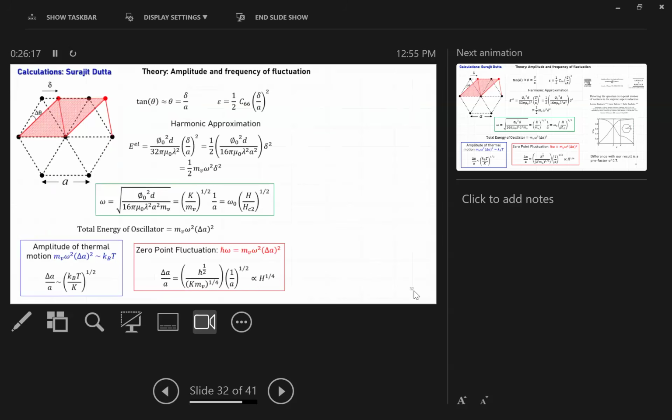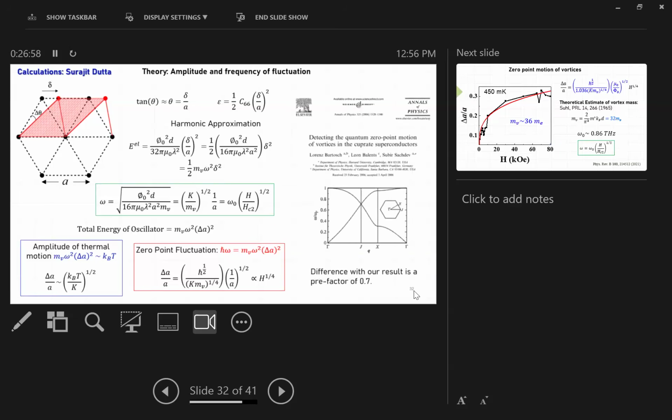For this, we do a very simple theory where, under a harmonic approximation, we find out what would be the amplitude of thermal motion versus zero-point motion when you distort the vortex lattice a little bit. And the main takeaway from this is this. For thermal motion, there will be no magnetic field dependence of delta A by A. It will depend only on temperature. And for quantum zero-point fluctuation, delta A by A would be given by this quantity, which will go as magnetic field to the power 1/4.